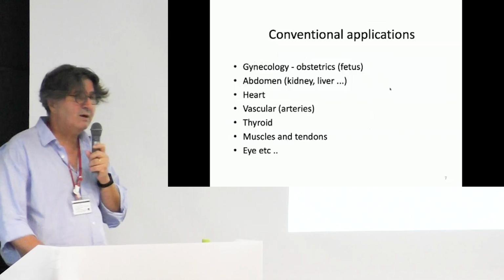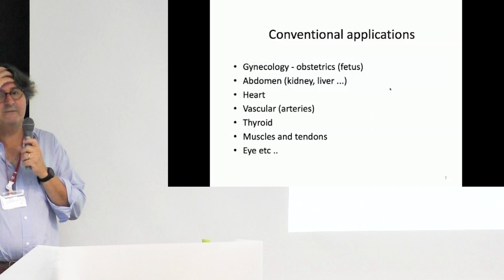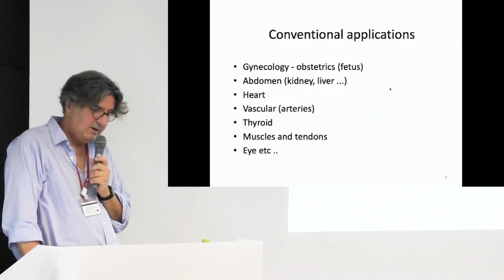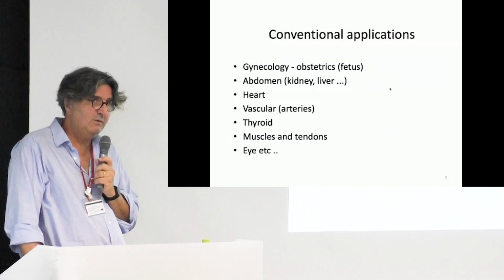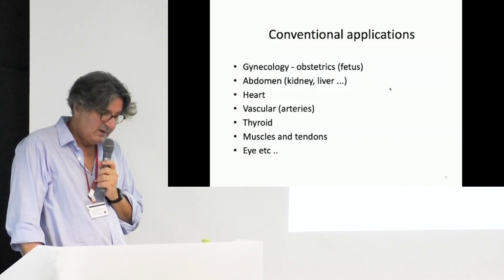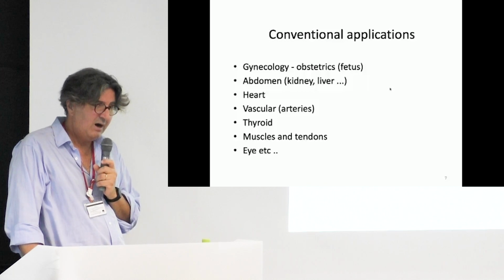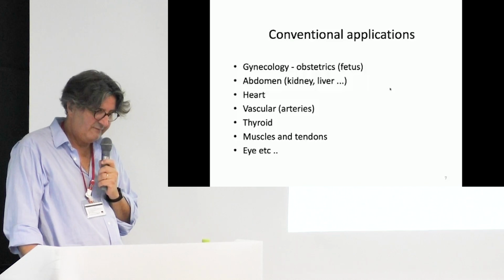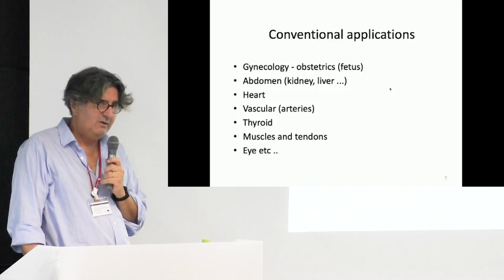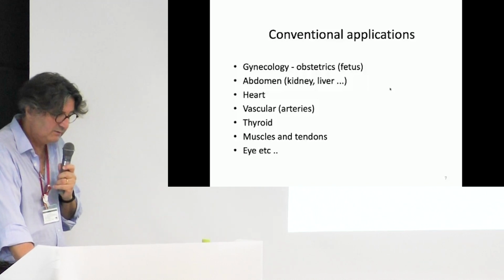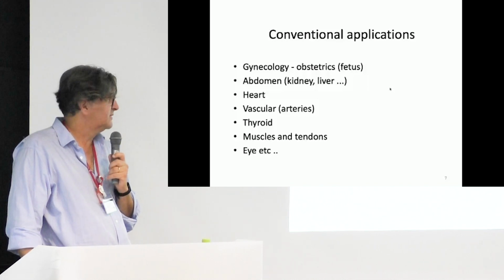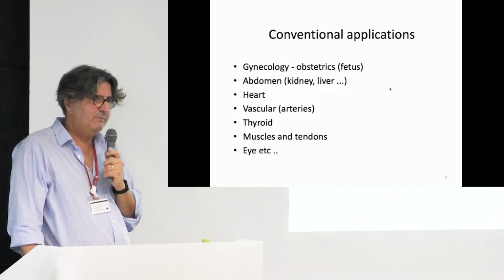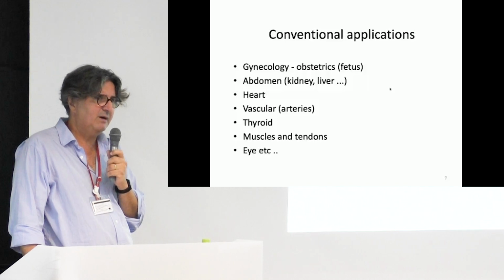Okay. So this is for the introduction. Now, what are the classical applications of echography? Of course, we all know about gynecology and obstetrics. We have the abdomen, the kidney, and the liver. Heart is very important for cardiac pathology, and vascular also. Thyroid imaging, muscles, tendons, and eye, etc. I think that every part of the human body is concerned by echography.